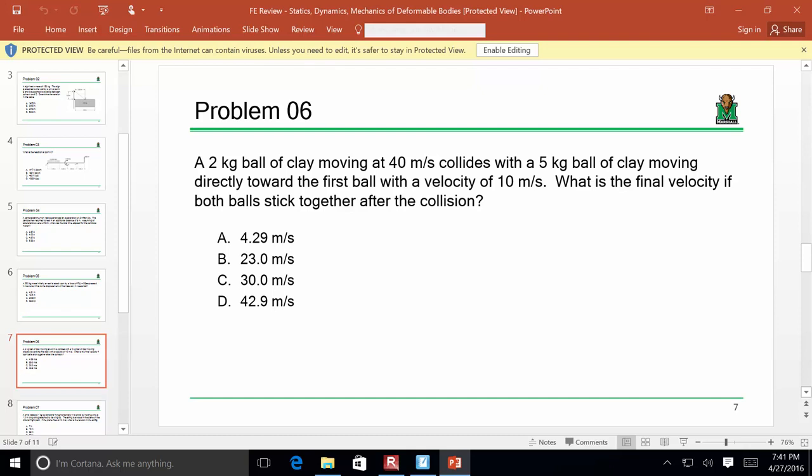Now, let's test y'all's memory banks. Okay. So a 2-kilogram ball of clay, is this a soils problem? A 2-kilogram ball of clay moving at 40 meters per second collides with a 5-kilogram ball of clay moving directly towards the first ball with a velocity of 10 meters per second. What is the final velocity if both of the balls stick together after the collision?